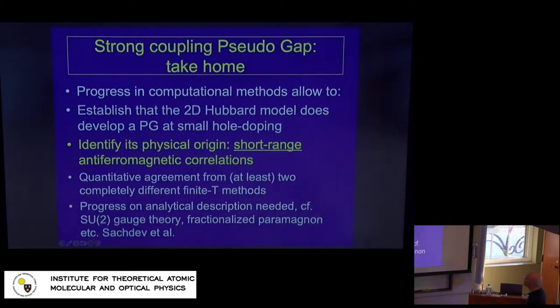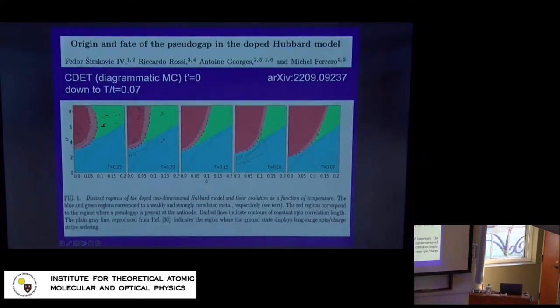So the take-home message is that there's been progress in establishing, we knew this from cluster DMFT for many years, but now establishing beyond any doubt that the 2D Hubbard model does develop a pseudogap at small hole doping, that at intermediate or strong coupling, you do not need a large correlation length for this to happen. You need sizable antiferromagnetic correlation, but not very long range, that the physics is spin physics, and again, progress in analytical description is needed. Okay, so now in the minus one minute that remains, yes?